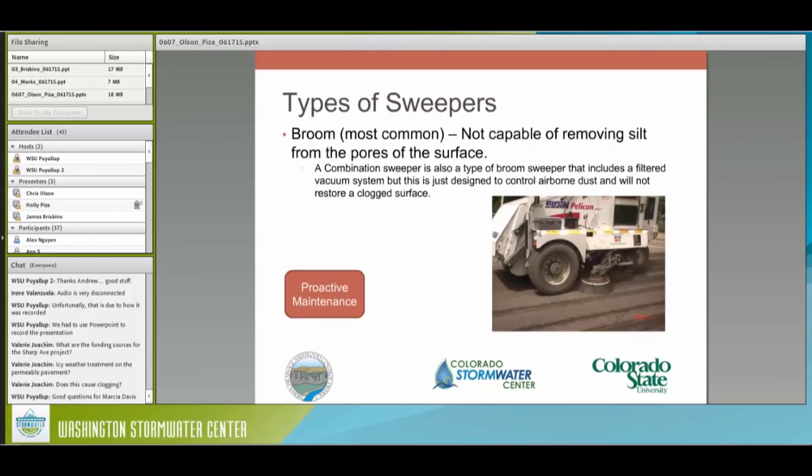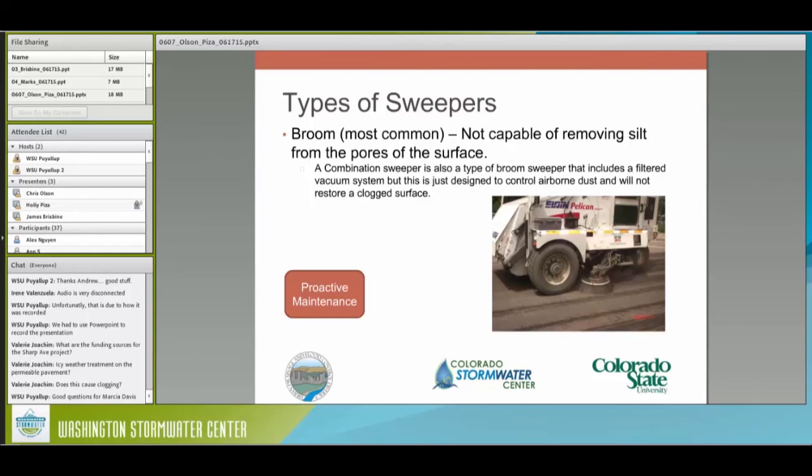So moving into the type of equipment that we have available to us, and some of these more than others, I'm going to talk about 3 different kinds of sweepers. This is a broom sweeper. It's the most common. Every municipality in the Denver area has these, owns them, and many municipalities here have a good street sweeping program. But this type of sweeper is really not capable of removing sediment from the pores of the surface. It's more for larger debris and litter.